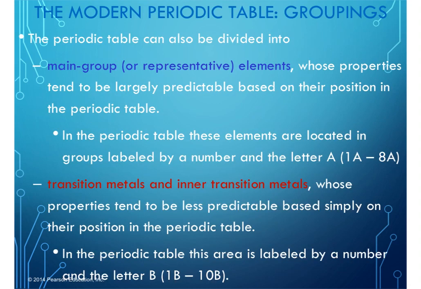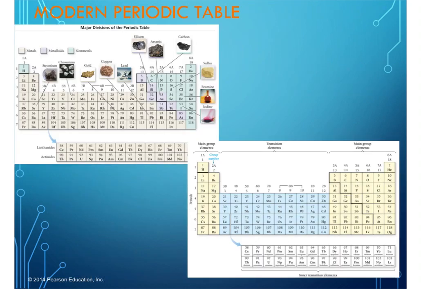One last way to categorize the elements in the periodic table is main group elements or representative elements versus the transition metals and inner transition metals. I'll point these out on the periodic table on the next slide in a minute. But real briefly, the main group elements are those that were identified as the A group, 1A through 8A, those families. And the transition metals are referred to as the B group elements. So let's look at a couple periodic tables to see these divisions.